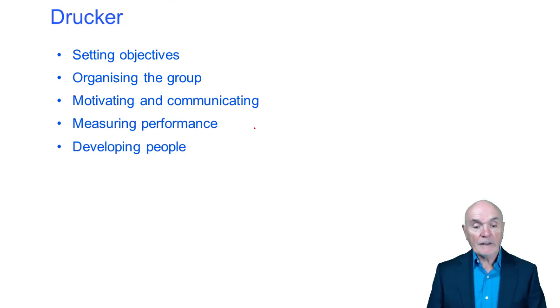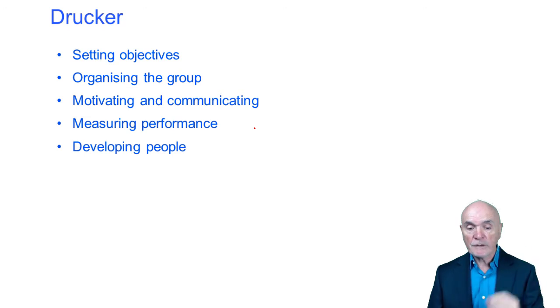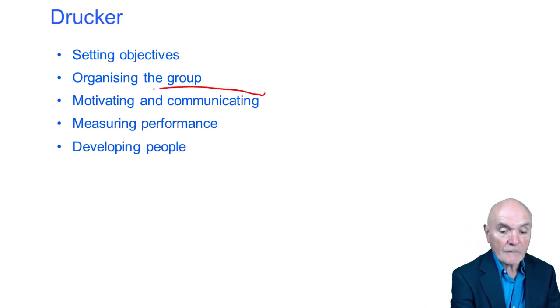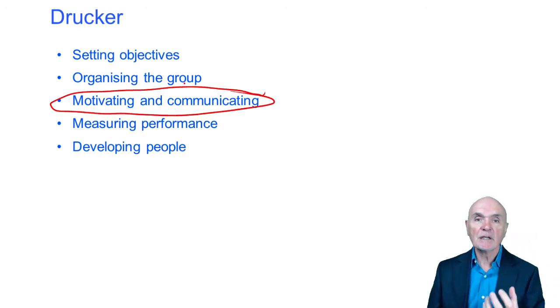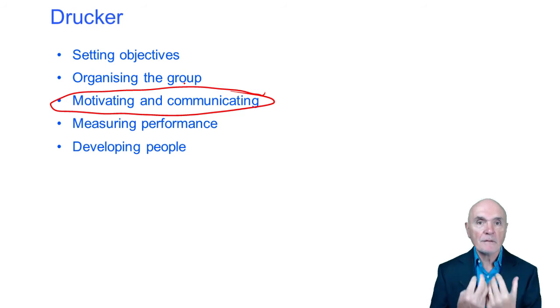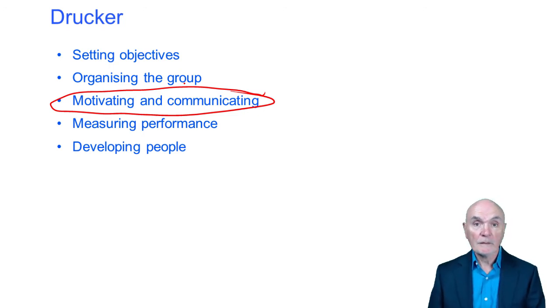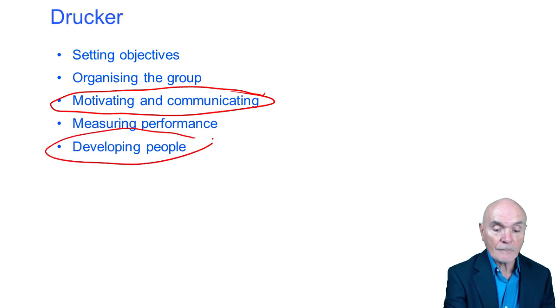He broke this down into setting people objectives, organizing the group, so you have the right people within the group with the right skills. You say who's going to be leading the group and so on. Very important, and what wasn't in the earlier classical theories, motivating and communicating. Making people enthusiastic is now regarded as a very important part of management. Measuring performance, that's kind of old style, but developing people, that's kind of new style.